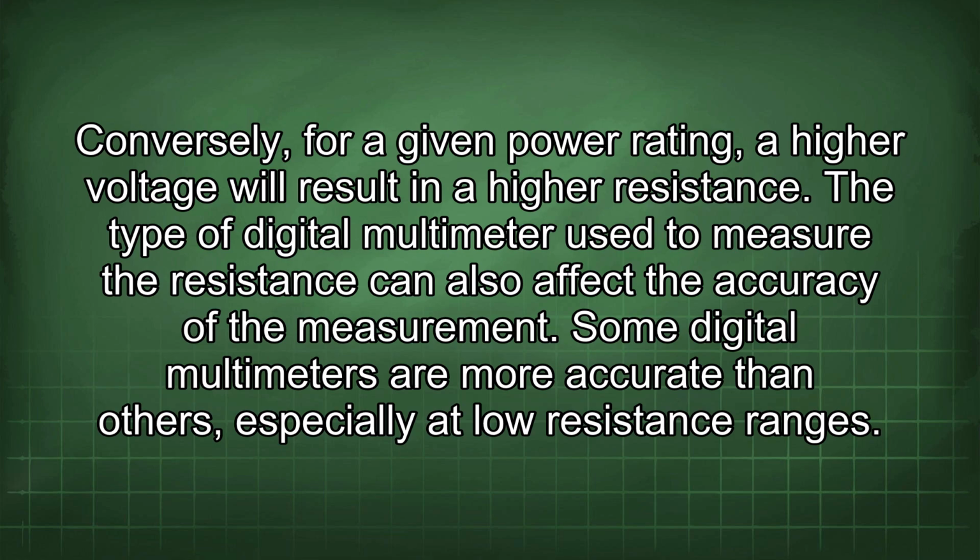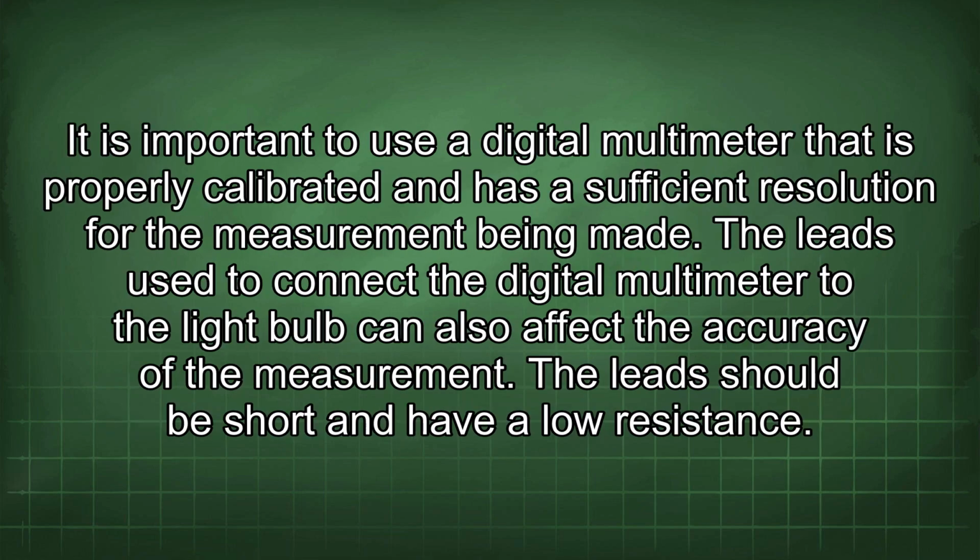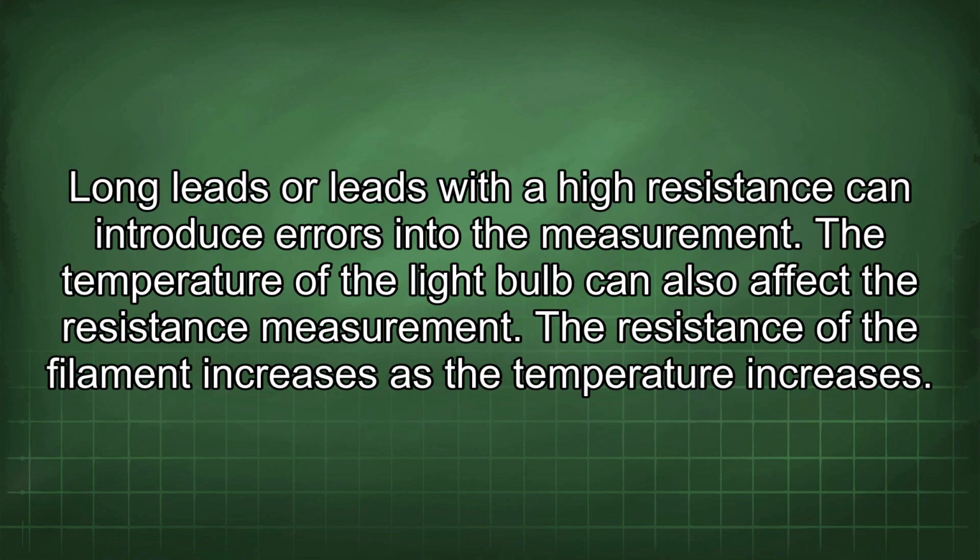The type of digital multimeter used to measure the resistance can also affect the accuracy of the measurement. Some digital multimeters are more accurate than others, especially at low resistance ranges. It is important to use a digital multimeter that is properly calibrated and has a sufficient resolution for the measurement being made. The leads used to connect the digital multimeter to the light bulb can also affect the accuracy of the measurement. The leads should be short and have a low resistance. Long leads or leads with a high resistance can introduce errors into the measurement.